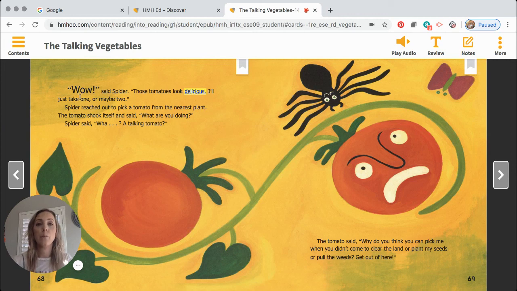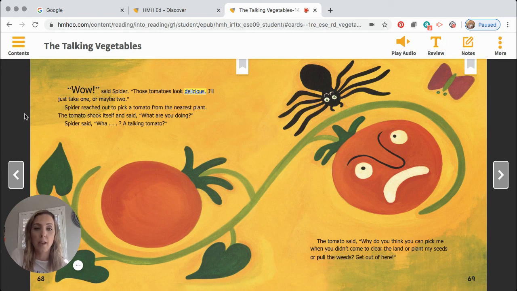Fingers ready? Ready, read. "Wow," said Spider. "Those tomatoes look delicious. I'll take one or maybe two." Spider reached out to pick a tomato from the nearest plant. The tomato shook itself and said, "What are you doing?" Spider said, "A talking tomato?"